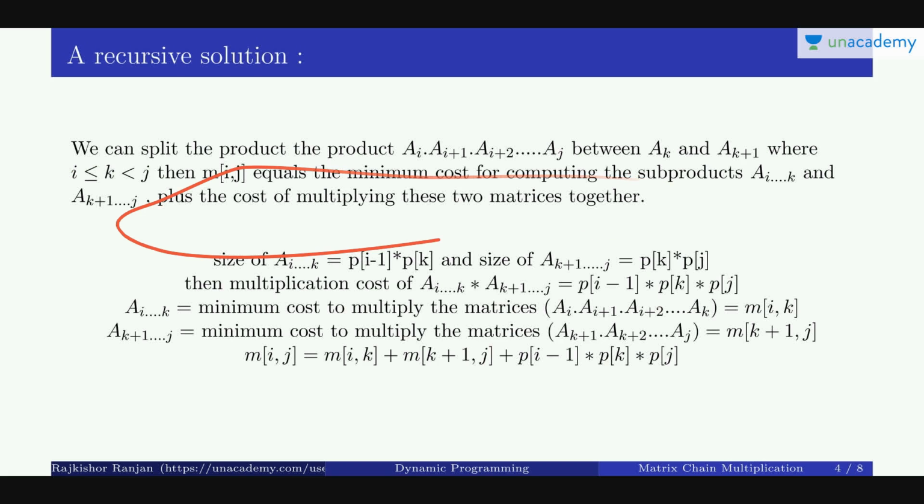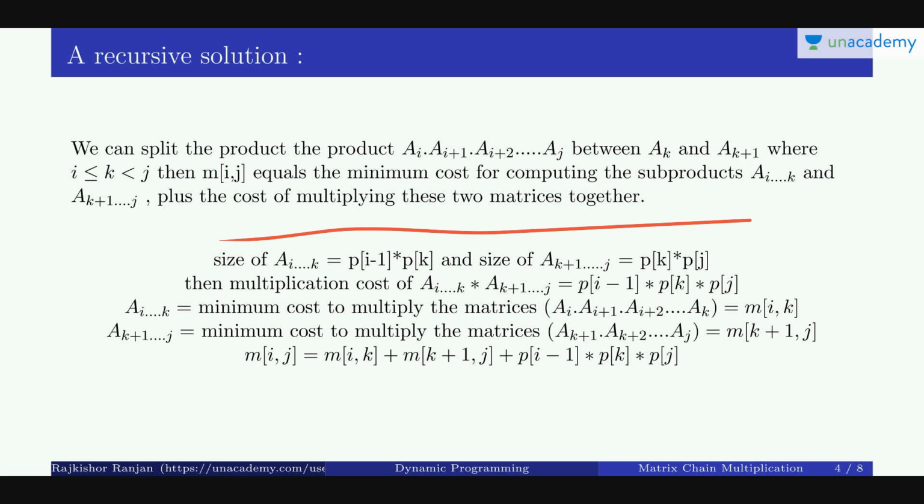That means in this case m(i,j) equals the minimum cost for computing the subproducts a(i..k) and a(k plus 1..j) plus the cost of multiplying these two matrices together. The size of matrix a(i..k) must equal the number of rows of matrix ai into the number of columns of matrix ak. That means p(i minus 1) into p(k). And the size of a(k plus 1..j) similarly would be p(k) into p(j). So the multiplication cost for multiplying these two matrices would be p(i minus 1) into p(k) into p(j).